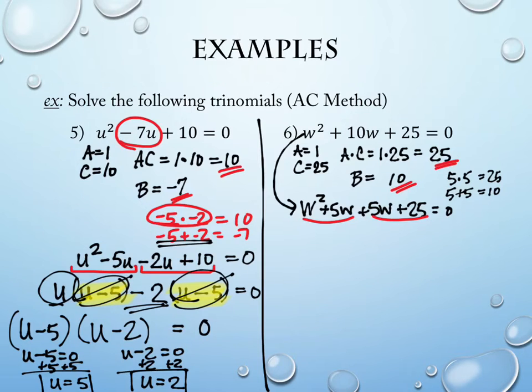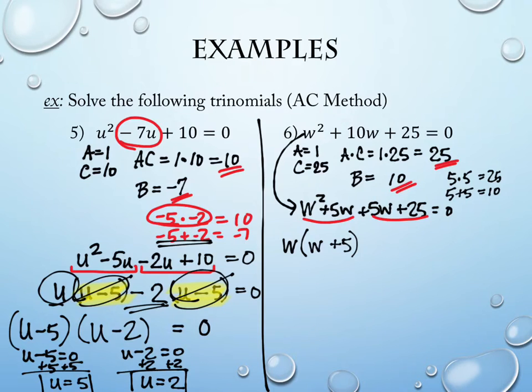Looking at w squared plus 5w, what do they have in common? A w. So if I take a w out of w squared plus 5w, I'm left with w squared divided by w is w, and the 5w would give me 5. So far, so good? Right.